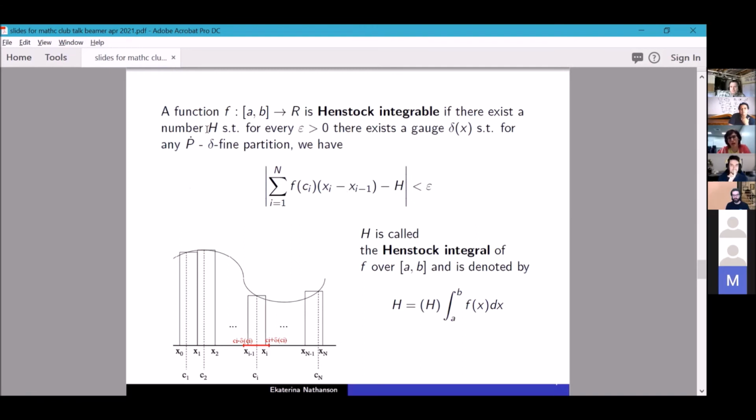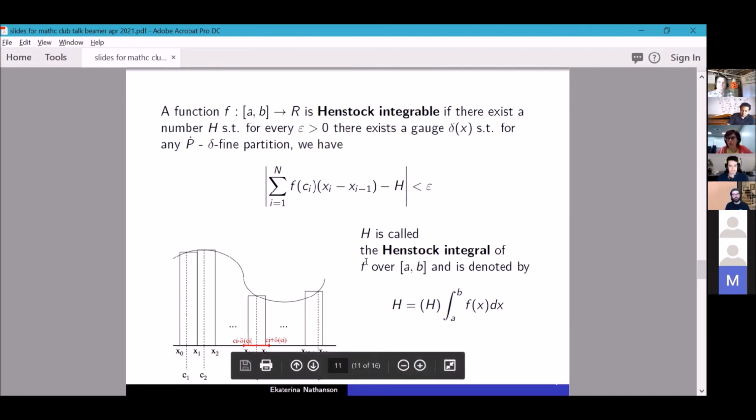Now our function is integrable in the new sense, in the Henstock sense, if there exists some number, we called it a for the first case, now it's h, so that for every epsilon, there is a gauge function. Instead of having a constant delta, now we have a function. So for any delta-fine partition, any subdivision that is small with respect to this delta function, our Riemann sum is close to some number h with respect to that epsilon.